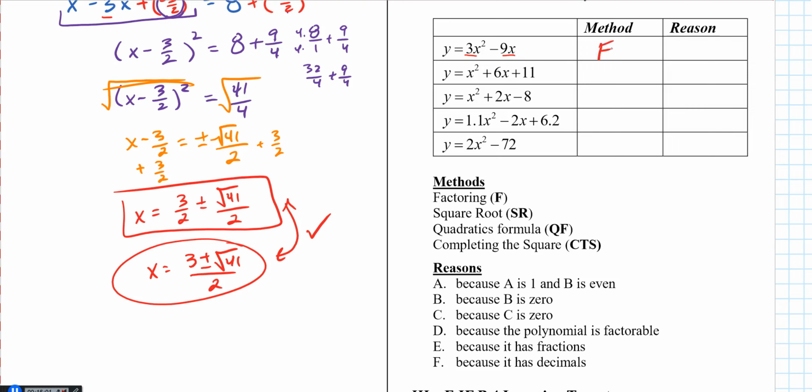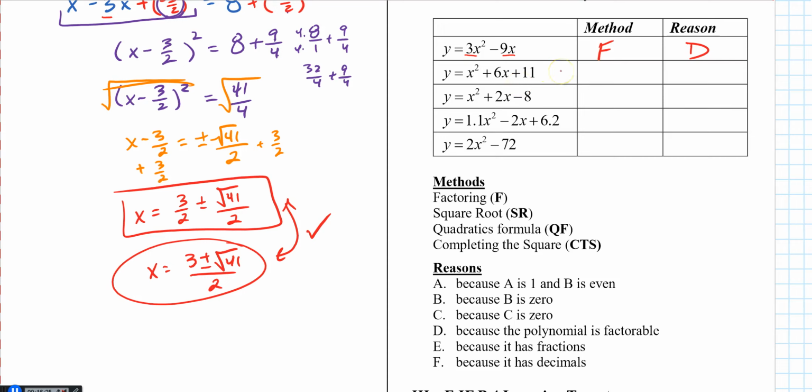So the method is factoring, and why can we factor it? We can factor it because the polynomial is factorable, which would be reason D. What else could we do with this one? Well, we could obviously use the quadratic formula, because we can always do that, and that reason would be because it always works. Alright, the second one, x squared plus 6x plus 11.